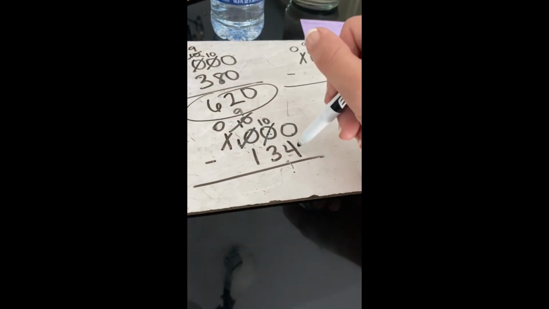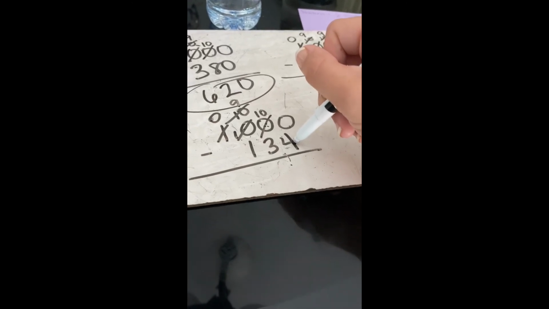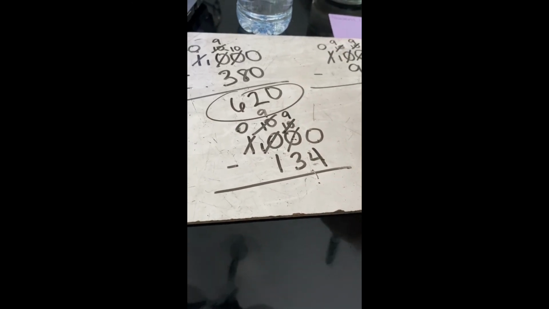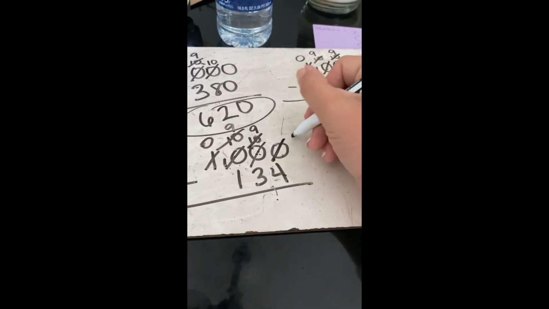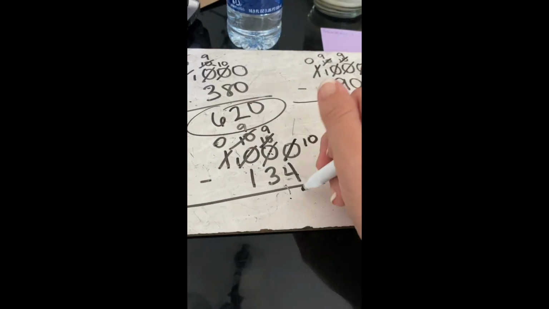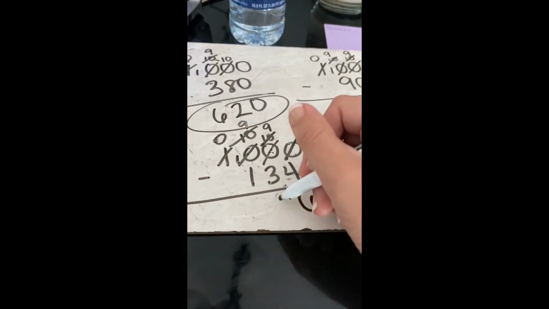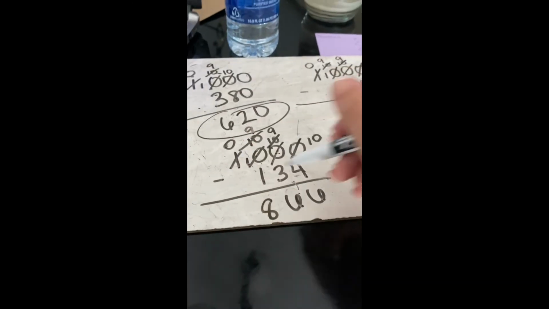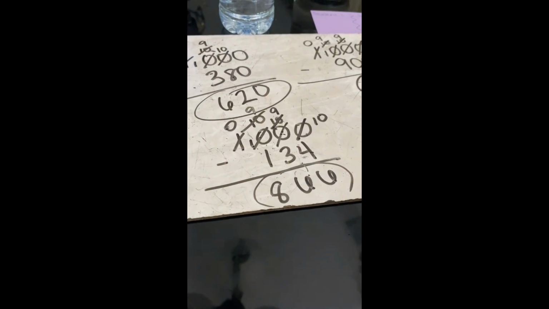Woo. 0 minus 4, you can't do it. So I go back to the tens place. And the tens say, yes, I can give you a 10. And so now they become 9 tens. And the ones become 10. 10 minus 4 is 6. 9 minus 3 is 6. 9 minus 1 is 8. 1,000 minus 134 is 866, boys and girls.